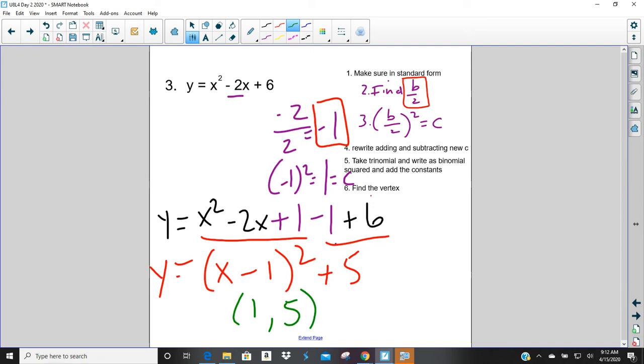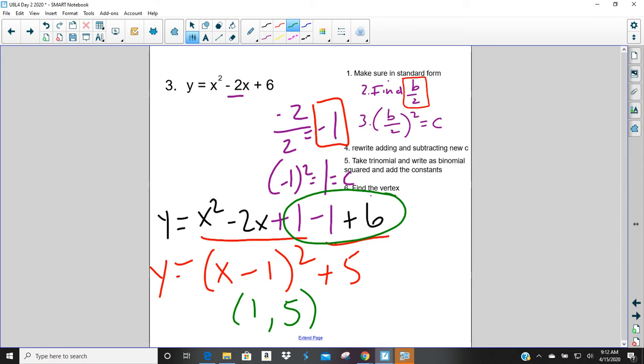Okay, some of you might be saying at this point, wait a minute, if I add 1 and I subtract 1, can I just put them all together here? And the answer is no. We're trying to rewrite this so we can write it in vertex form.